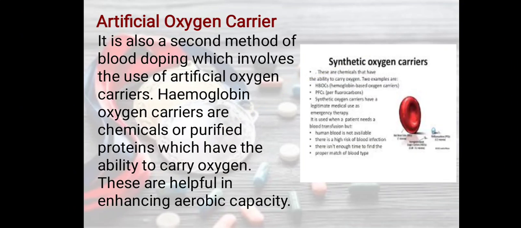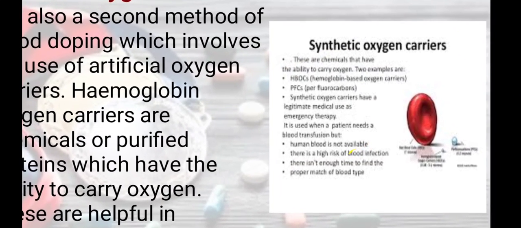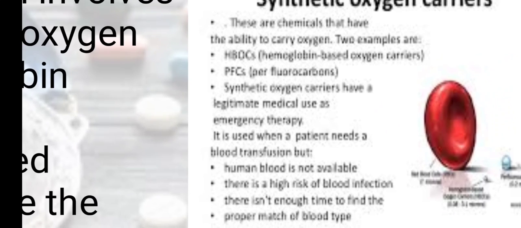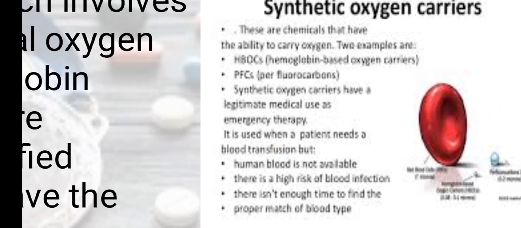So hemoglobin oxygen carriers are chemical or purified proteins which have the ability to carry the oxygen. These are helpful in enhancing the aerobic capacity. So here these are artificial synthetic oxygen carriers. You can see these are the chemicals that have the ability to carry the oxygen. Two examples are being given, that is hemoglobin blood oxygen carrier, and fluorocarbon.